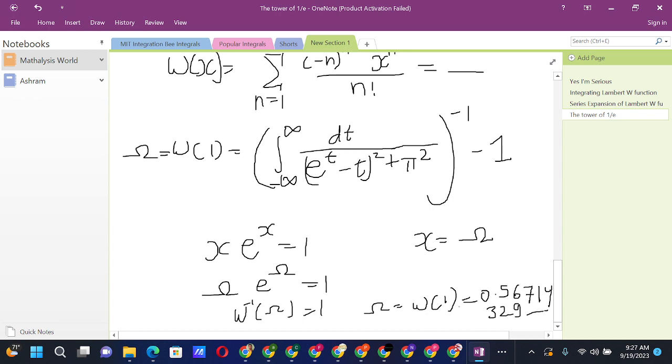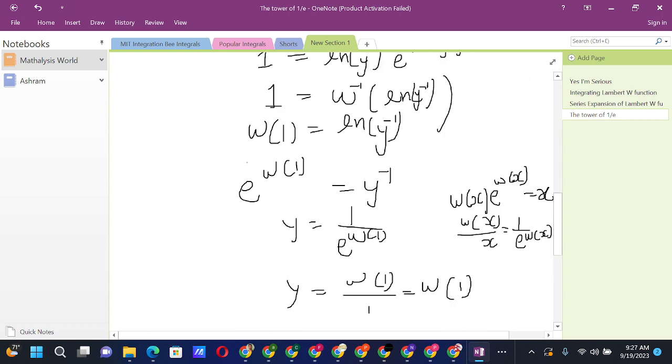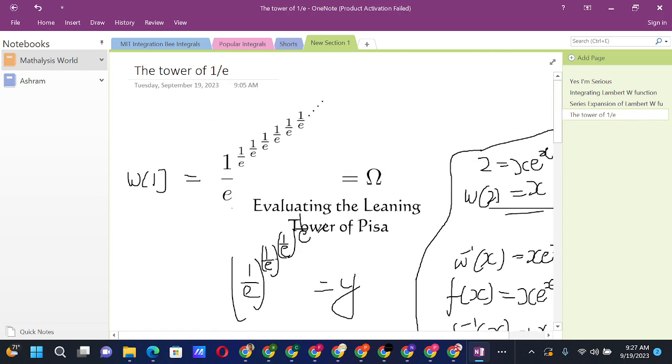So this is actually Lambert of 1, which can be found either from the series or the integral. And we have also defined the solution for this expression to be omega, which is a mathematical constant. So we can also say that Lambert of 1 is actually omega. That's why I'm writing the solution, this Lambert of 1, to be omega over here. And yeah, this Lambert of 1 by e is actually omega.